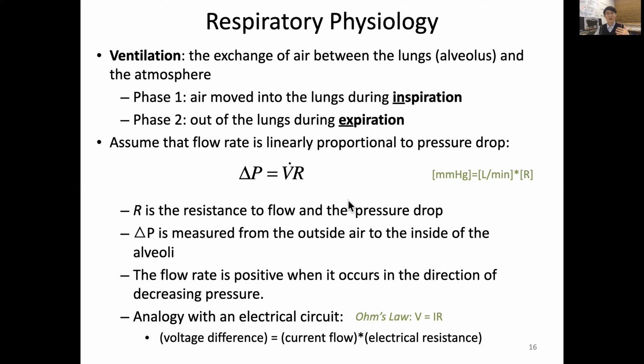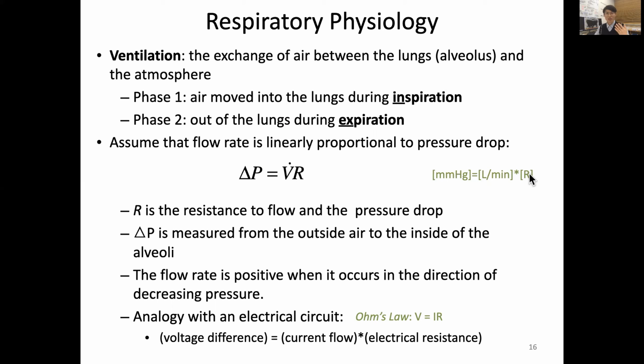So to understand this better, we have to pay attention to the units. So the pressure drop is in millimeters of mercury, you can use all other kinds of pressure such as Pascal, atmosphere, but this is just an example. And the volume flow rate is liters per minute. And then you can automatically know what the unit of this resistance is.